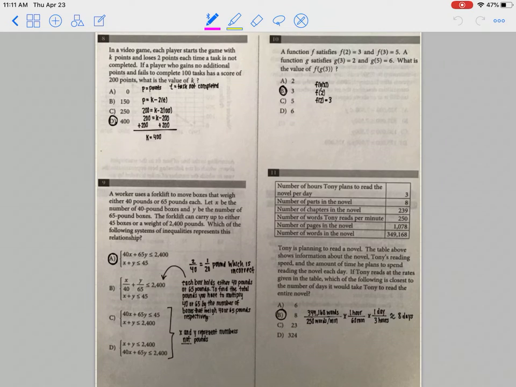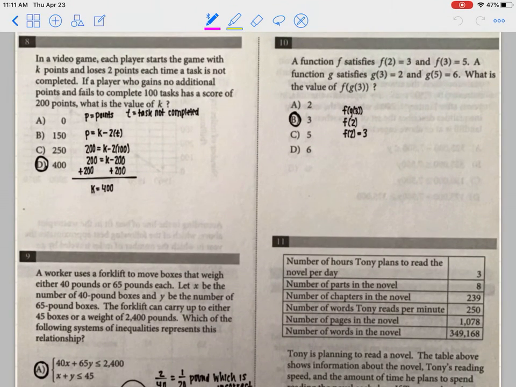I saw someone had a question mark on 8 when they showed their work, but they didn't actually put it into the discussion as a question. But I do want to mention that for number 8, it's more, again, of reading. The K is your points. You lose 2 points for each task. Okay, and as you plug in your 200 and 100, you can solve for K.